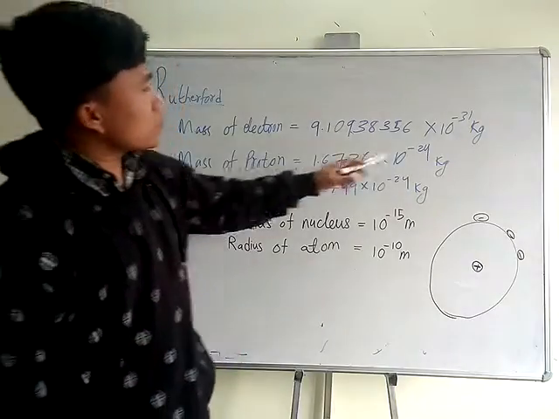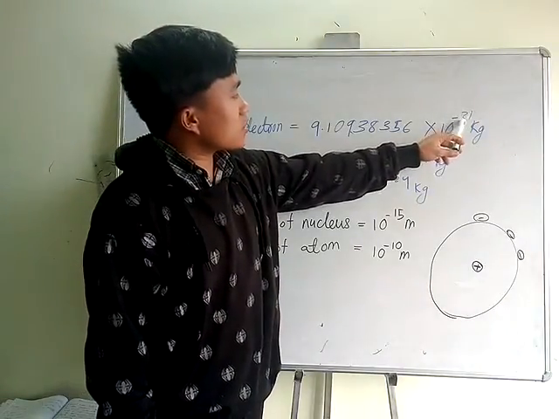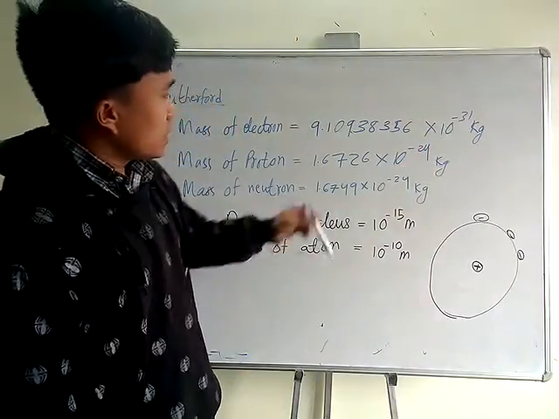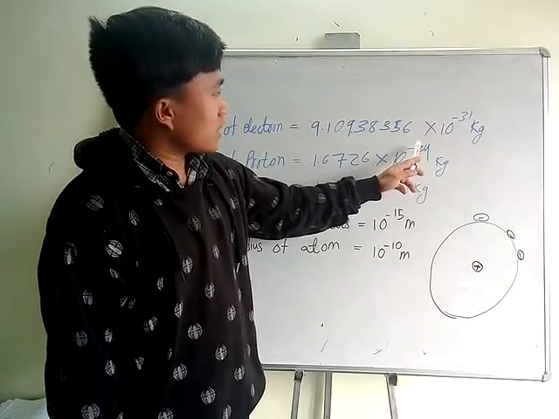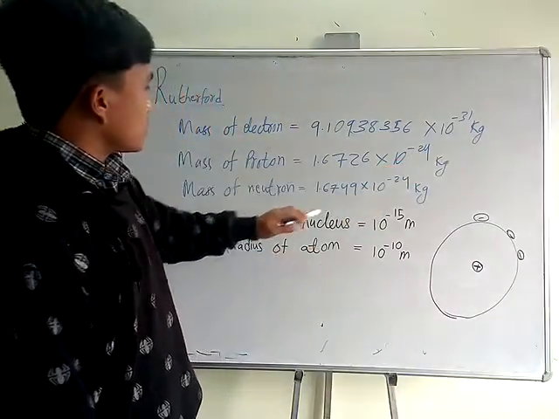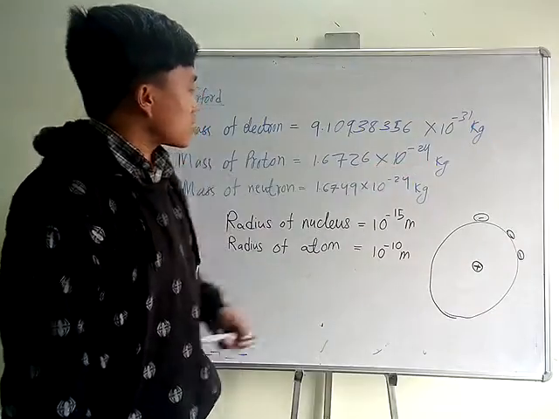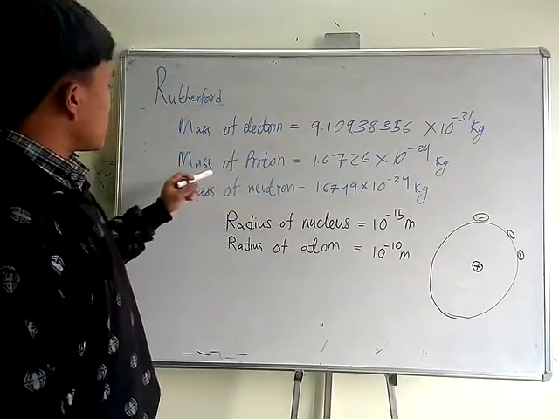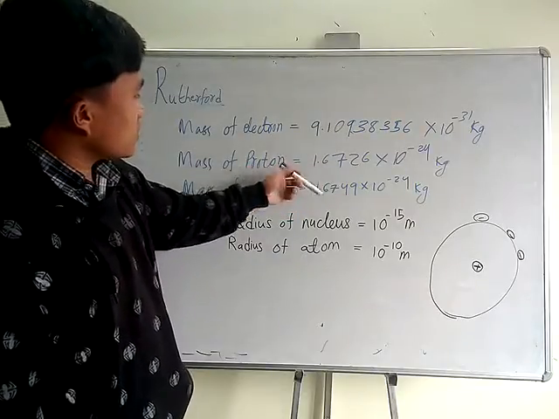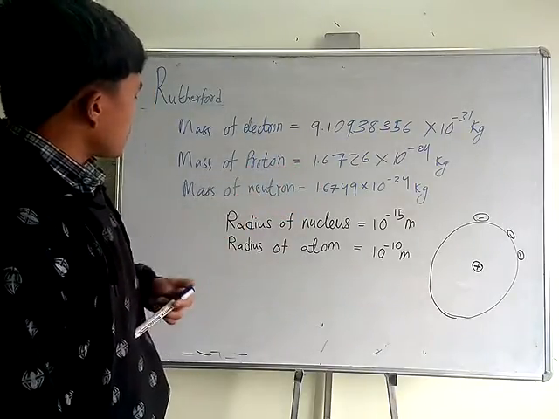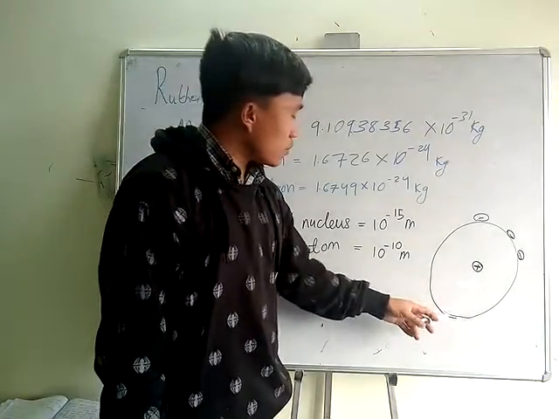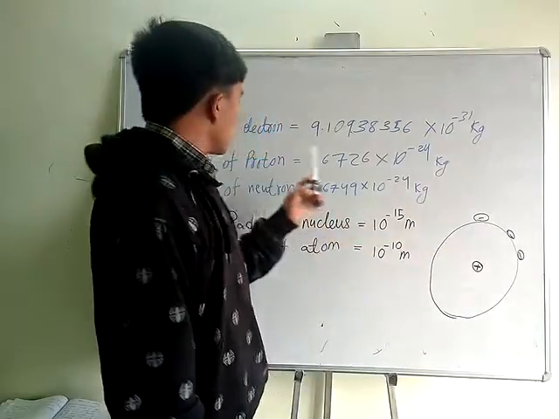And if we compare -31 and -24, which is bigger? We know that the smaller negative value is always the bigger number in the power of this negative. So we know that the mass of the proton is a little bit bigger than the neutron. So he explained that the inside of the nucleus is mostly made out of protons.